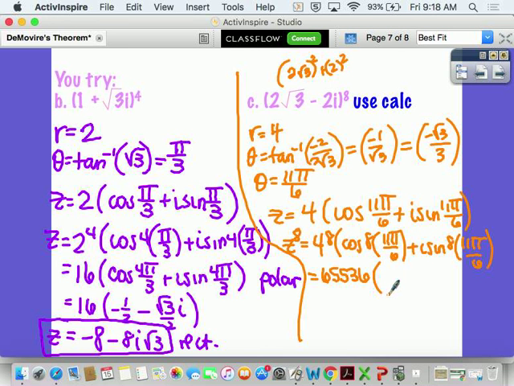And when you multiply 8 and 11 pi over 6, what do you get? 44 pi over 3. Even though that's not on your unit circle, you can subtract a whole bunch of 2 pi's until you get a value that's on your unit circle, which is 2 pi over 3. Does anybody need to see that worked out?